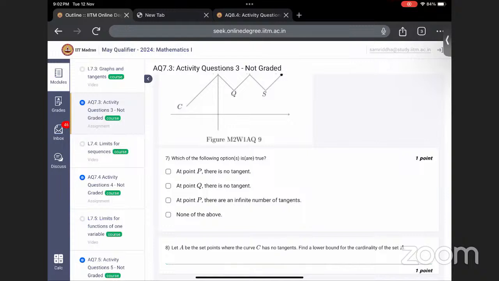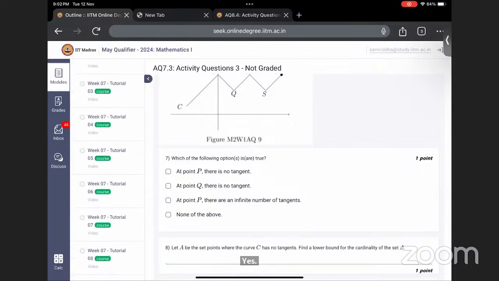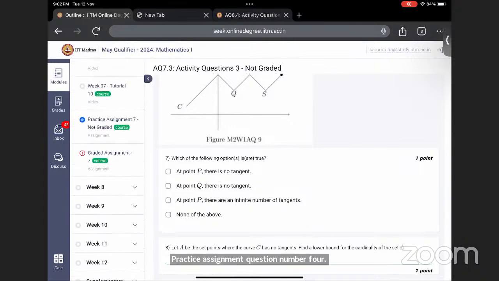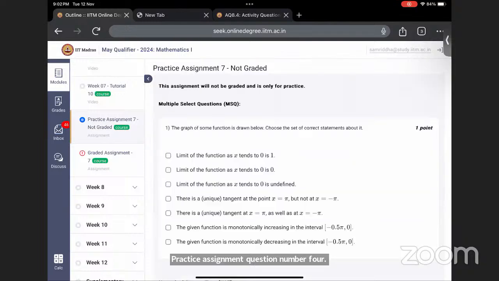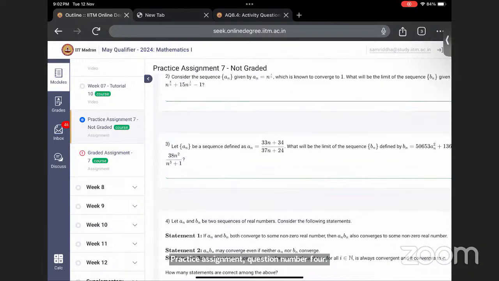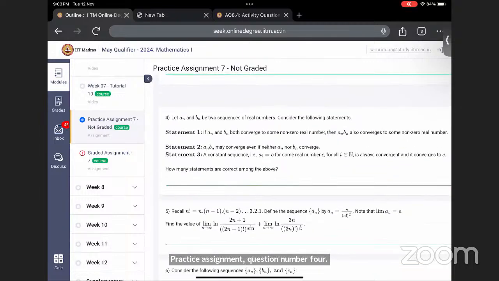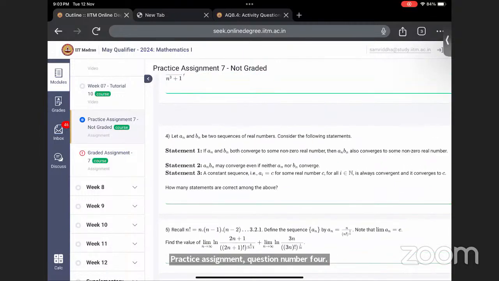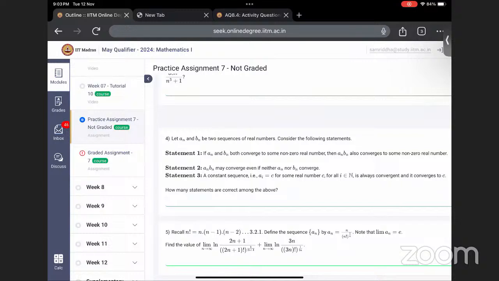Any other doubt with other questions or other activities or practice assignment? Yes. Practice assignment question number 4. This one. Okay.